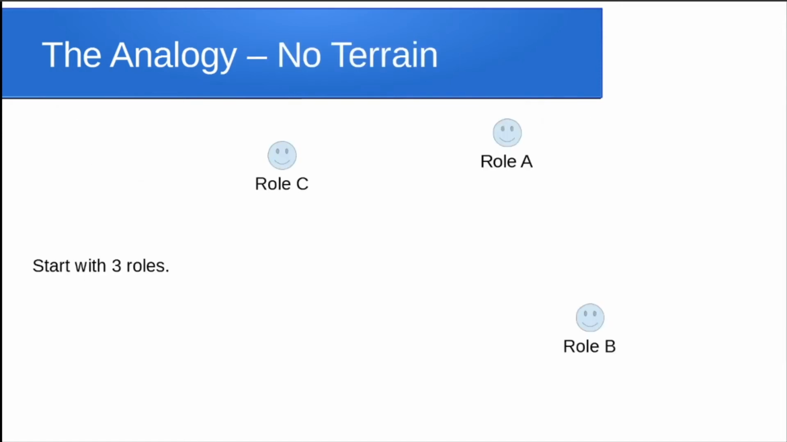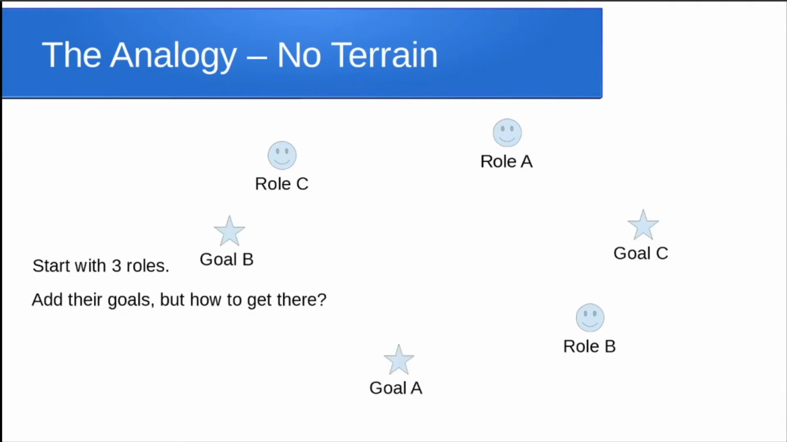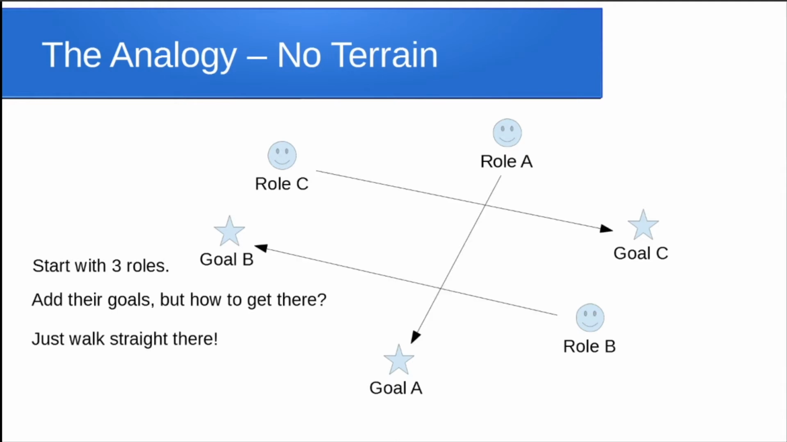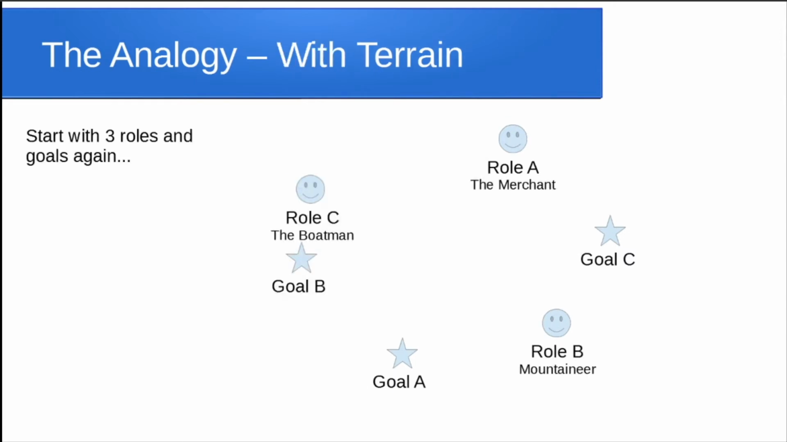So we'll explore this analogy a bit. We've got a game with no terrain, so we've got these roles. They're just floating in the void, and we've given them goals. How on earth would you get to your goal? You've got no terrain. You just go straight there. Very straightforward. Not much of a game to it, essentially.